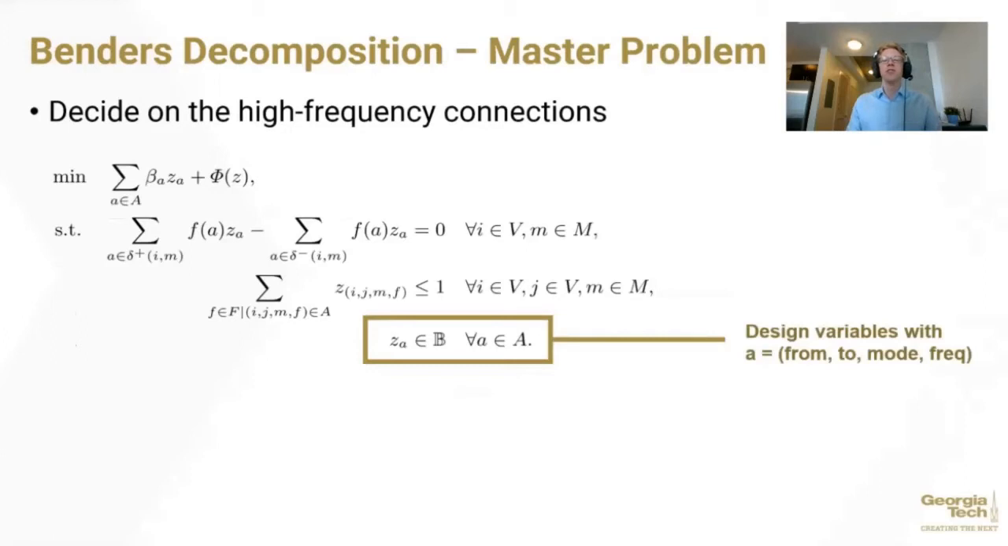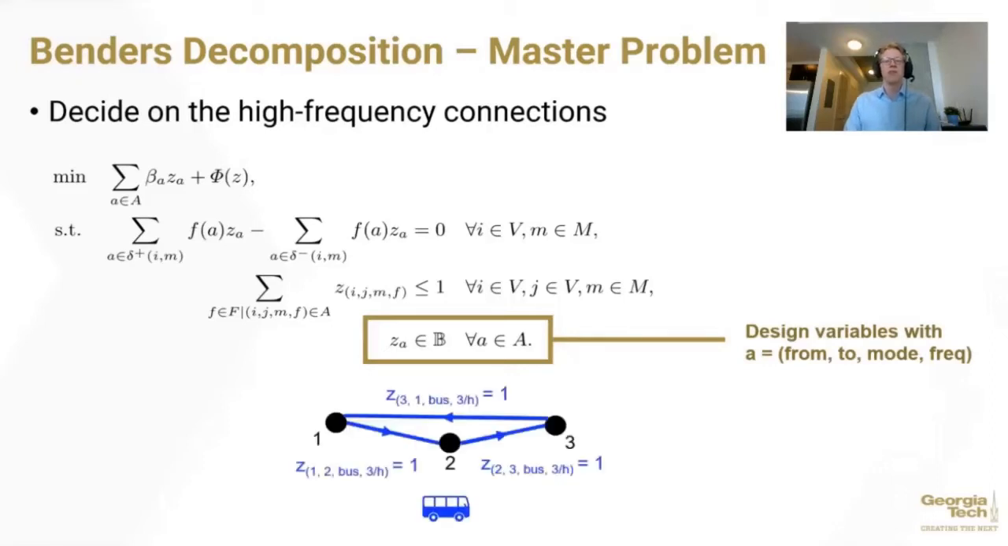So first we have the decision variables, which decide which arcs are selected, where an arc is defined by a from, a to, a mode, and a frequency. So for example, in this case, I have a bus network of 3 arcs, which means I have 3 variables, the first of which is Z12 bus 3 per hour, which means I have a bus from 1 to 2, and there's 3 buses every hour.